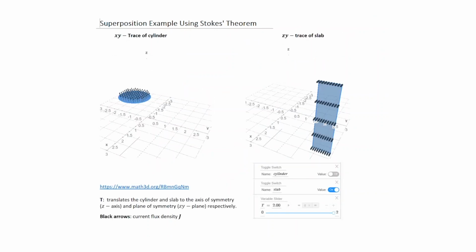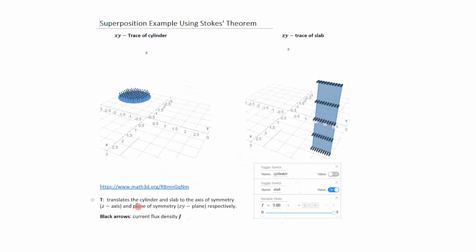All right, so this just shows an illustration. This is an XY trace of the cylinder. So if we cut through, this basically is the direction of the current flux density for the cylinder. And this basically is a ZY trace of the slab. And you can see the arrows pointing in this direction, which is the current flux density for the slab. There's the URL here that you can click on. You can look at each one of these objects. You can toggle between one or the other just by choosing either cylinder or slab.